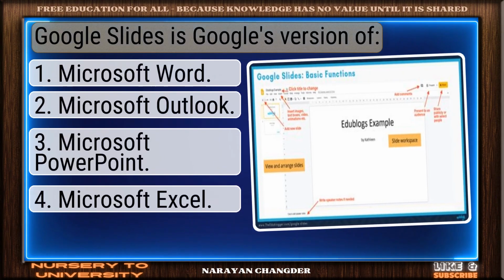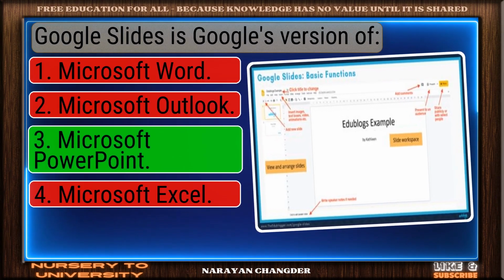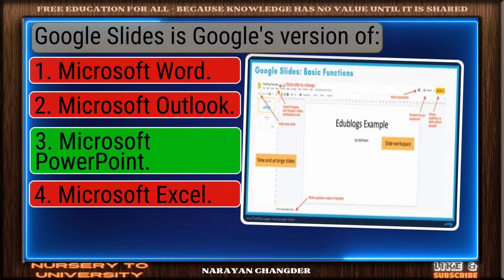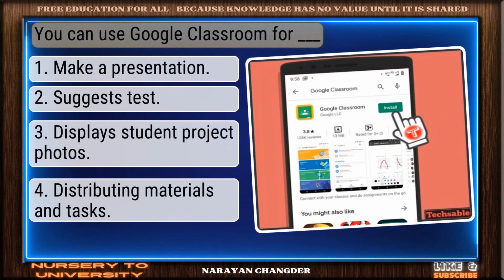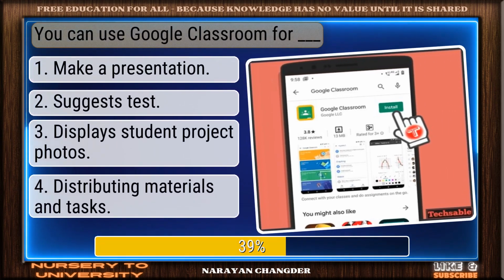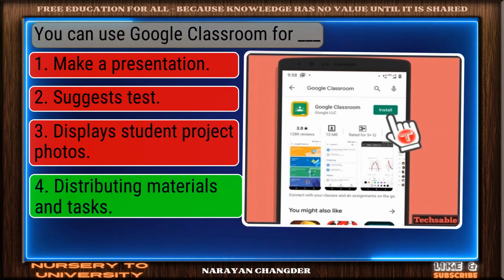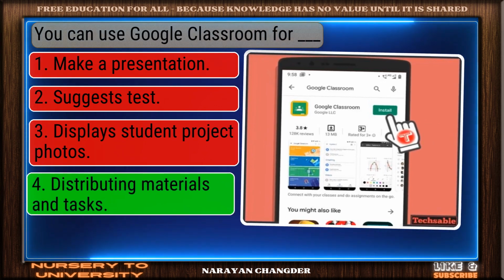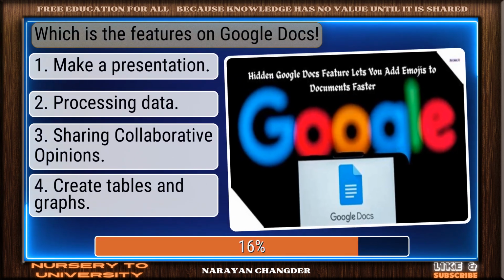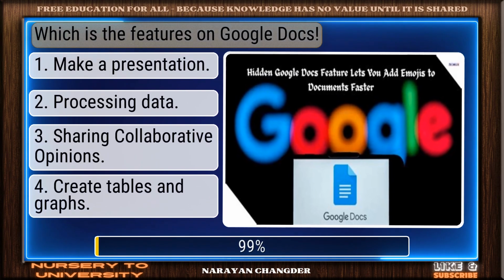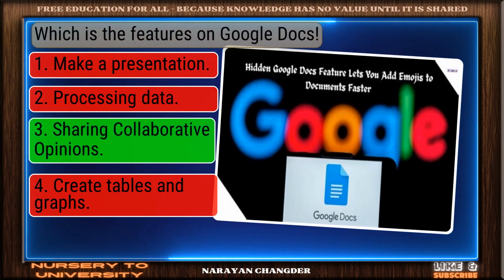Google Slides is Google's version of. On track. Microsoft PowerPoint is the correct answer. You can use Google Classroom for Dash. Great job. Distributing materials and tasks is the accurate answer. Which are the features of Google Docs? Right again. Sharing collaborative options is a valid answer.